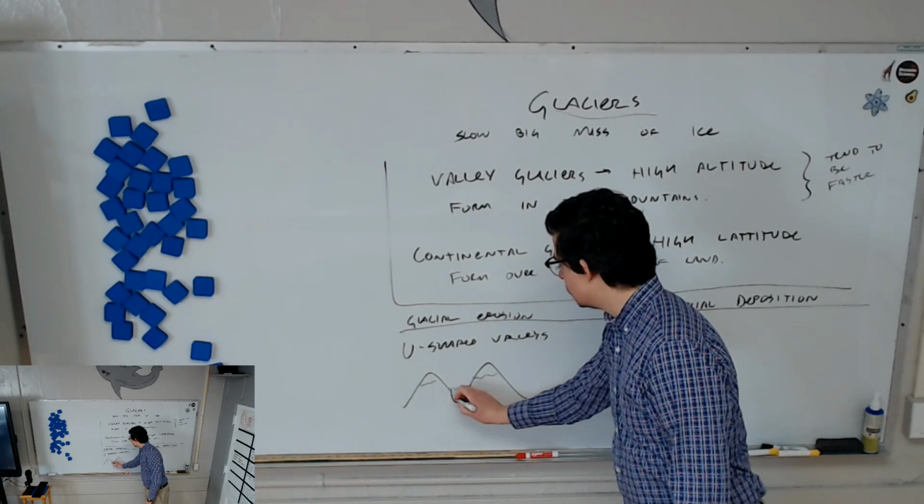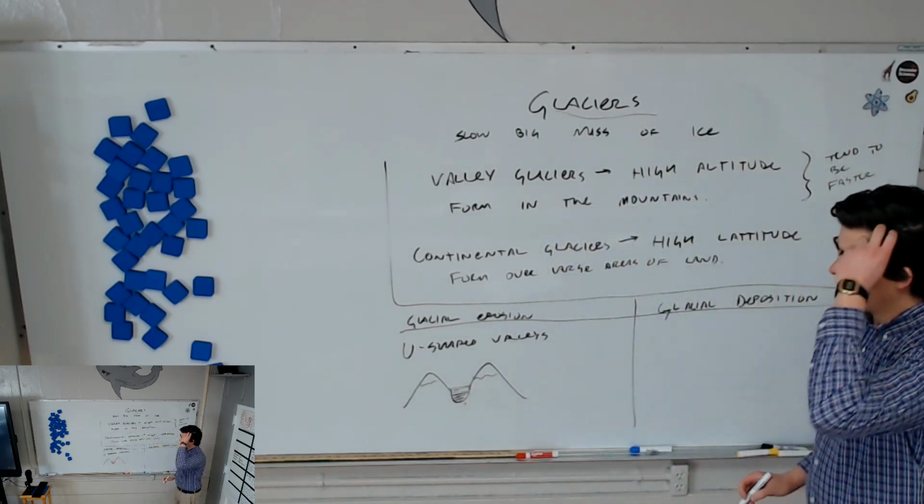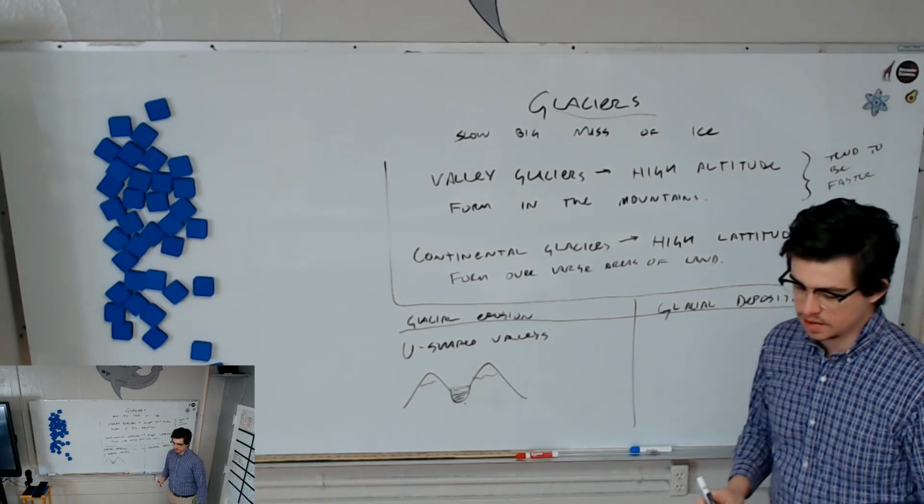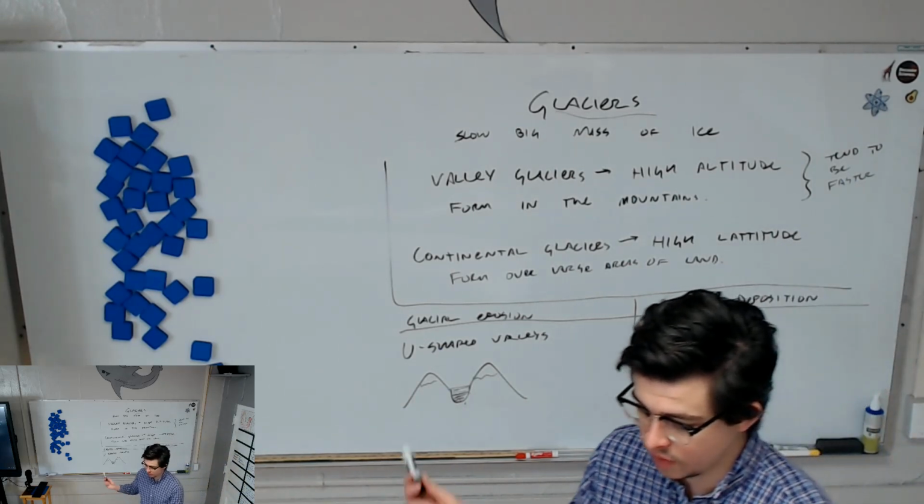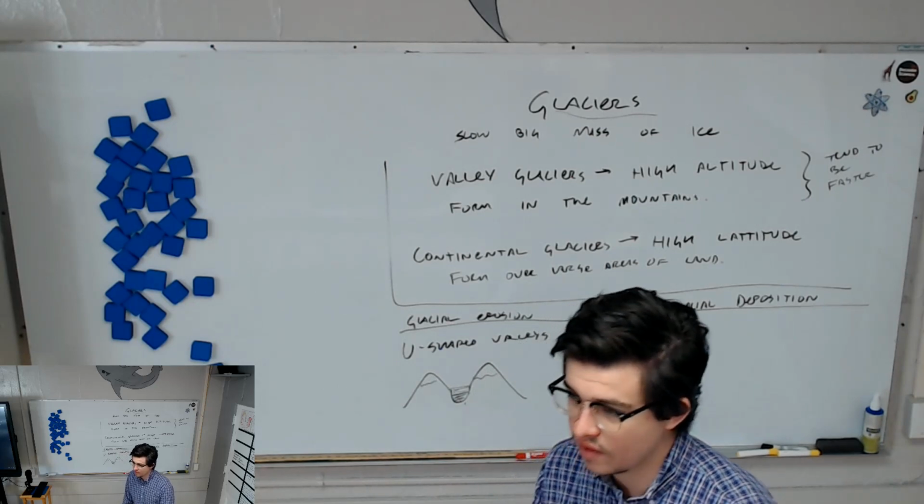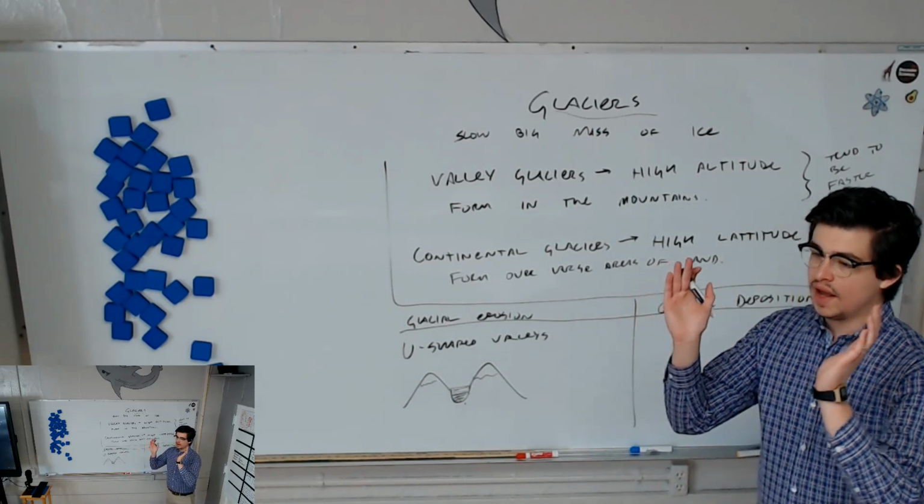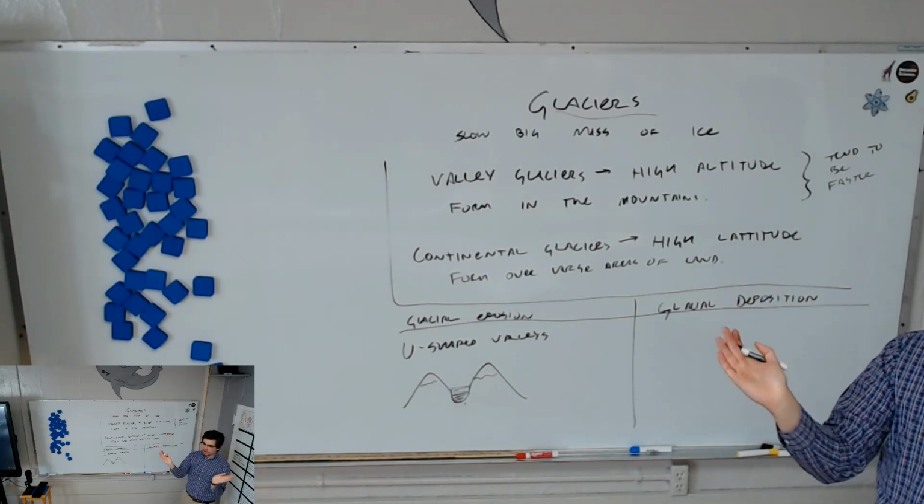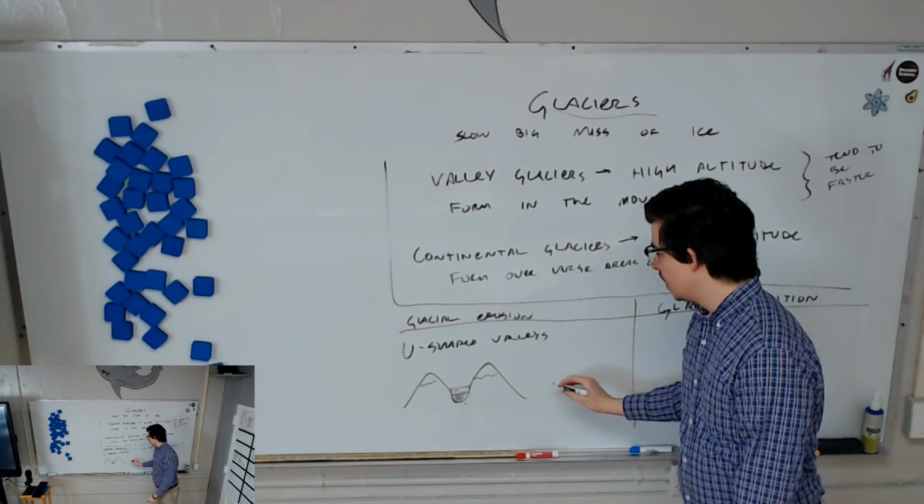So it forms this U-shaped valley. If you've ever been to Yosemite, and the video we're going to watch is about Yosemite, those valleys are U-shaped. They have fairly steep walls and a fairly flat, what we call a floor.